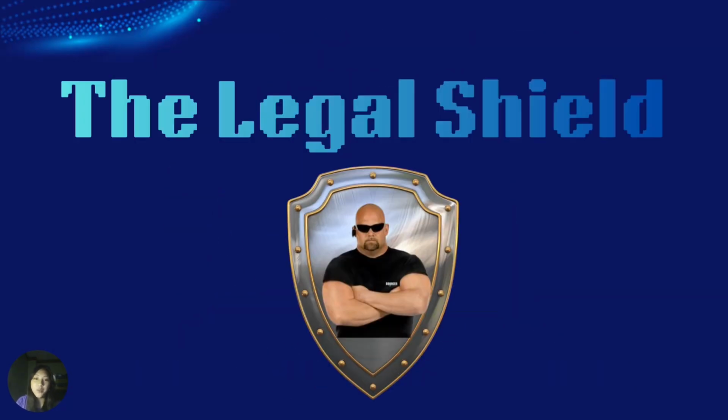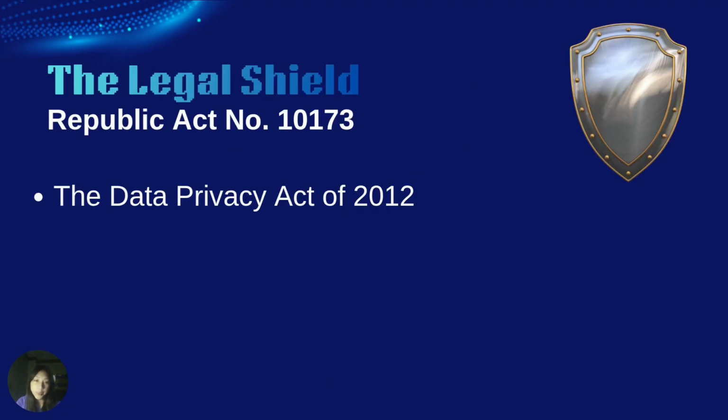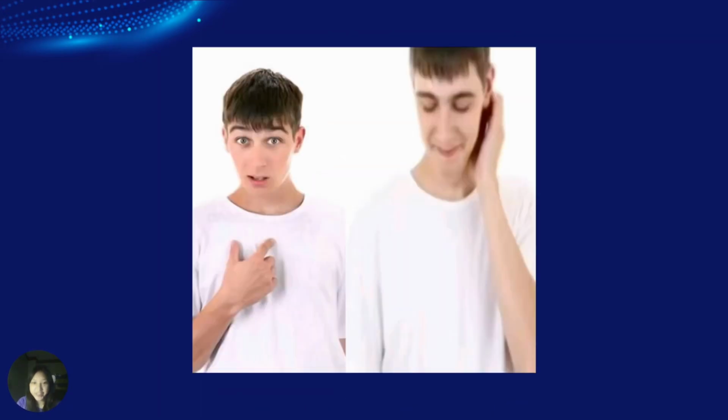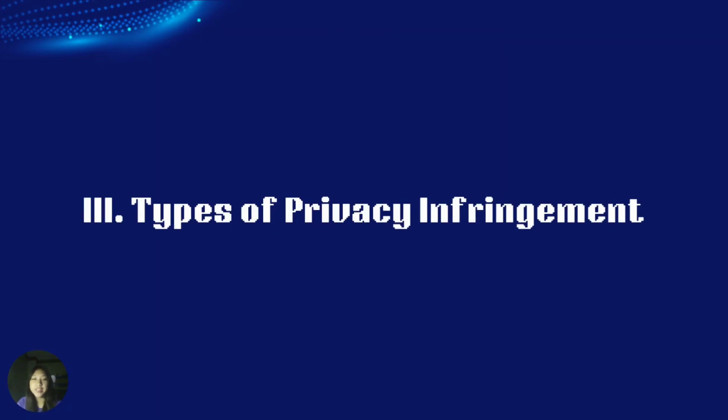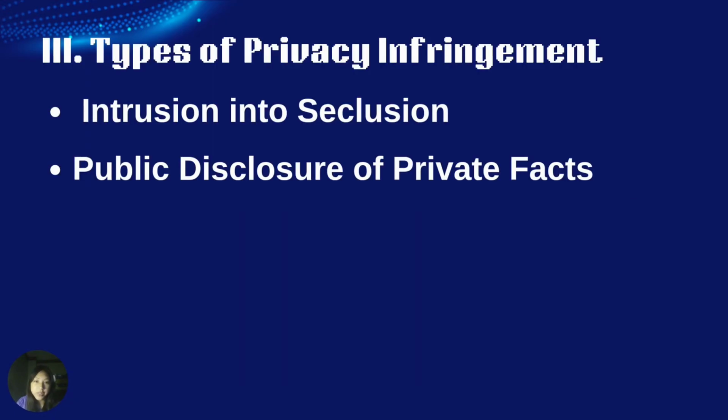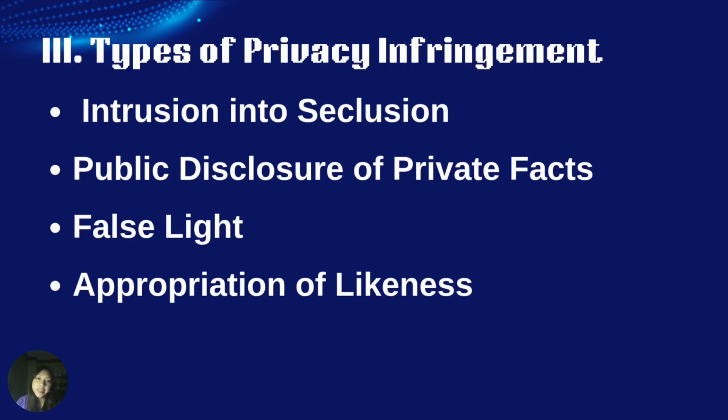In the Philippines, we actually have a kind of bodyguard for our data called the Data Privacy Act of 2012. This law created the National Privacy Commission, which is responsible for protecting personal data. So if a company loses your data, they can't just say sorry, they are legally accountable. And under our Constitution, privacy isn't a suggestion, it's your right. So there are four main types of privacy infringement. First, we have intrusion into seclusion, public disclosure of private facts, false light, and appropriation of likeness. Let's go through them one by one.